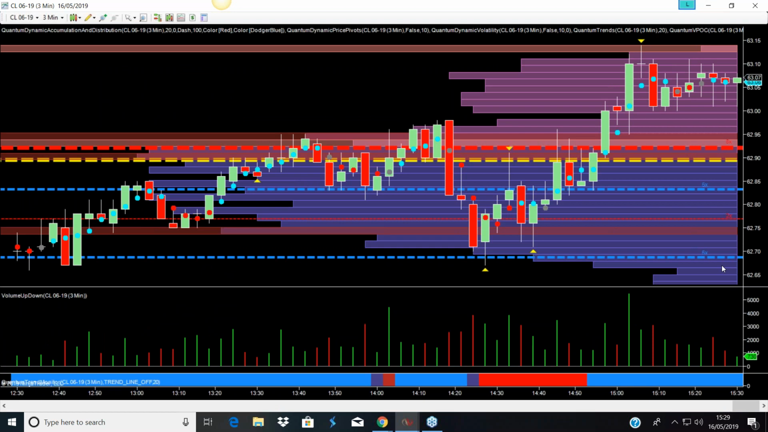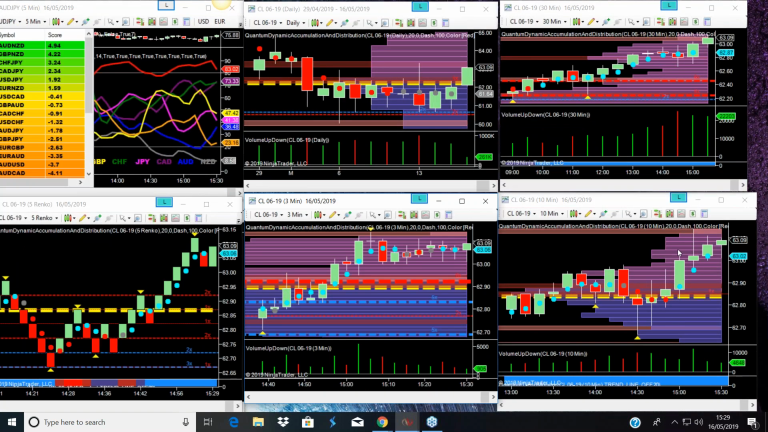So get back to the 3-minute chart here. Again, we have the volume point of control. We have the price trying to move away from there. Lots of wicks to the bottom of the candle. The bias generally is to the upside. So that's the first level of analysis that you have to do.